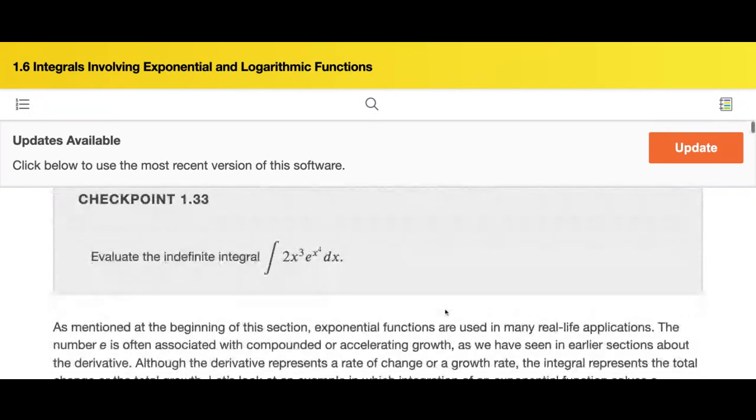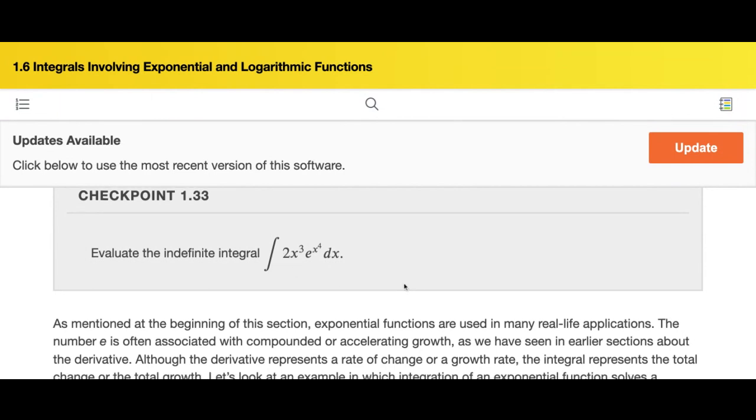All right, so it's very, very similar. So this will be the same thing. E to the u, let u be x raised by 4. So du would be 4x cubed dx. Then see, we only have 2x cubed dx. So we substitute this into half of du.